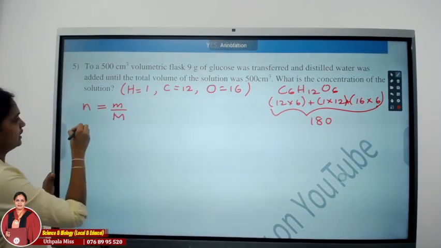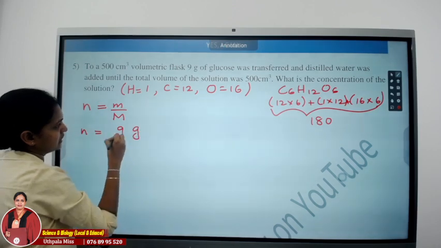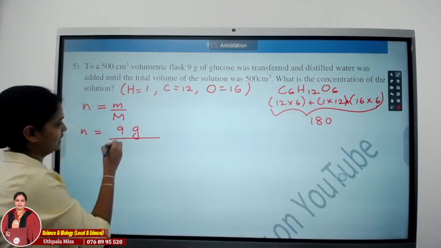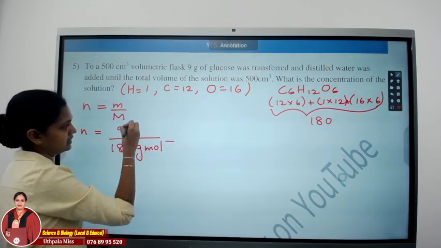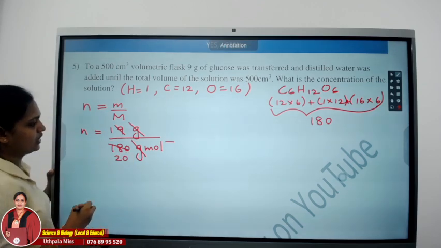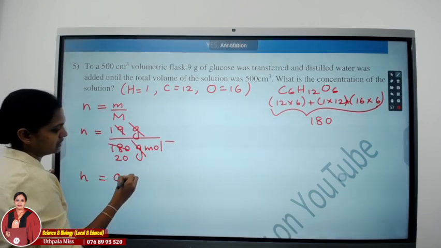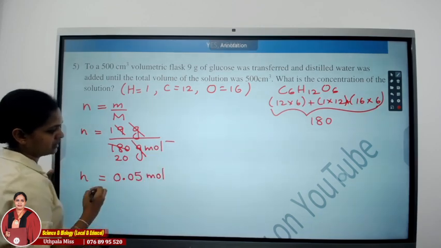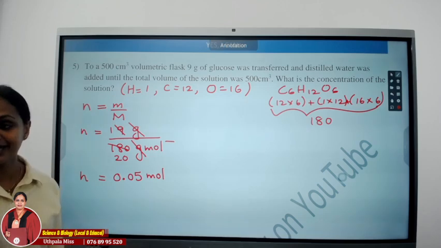Then the number of moles equals the mass of glucose taken, 9 grams, divided by the molar mass, the relative molecular mass taken in grams. That is 180 grams per mole. So it is 1 over 20. So number of moles equals 0.05 moles. That is the number of moles.